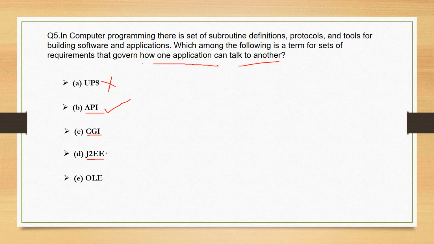The last option we have is OLE. What is OLE? OLE is basically object linking and embedding. This is used to embed or link two documents or two objects. So our final answer is API. API is an interface over which one application can talk to another application. Let's move to the next question.